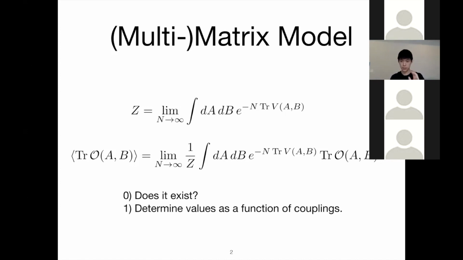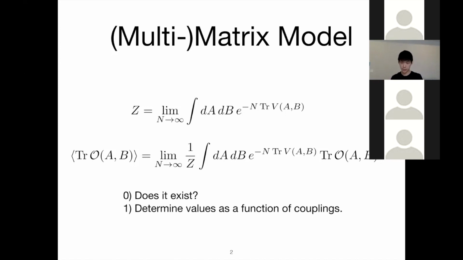So the zeroth order question that we can ask is whether or not these expressions exist. And of course, the first order question that we want to answer is to determine the actual values of these numbers as a function of couplings, when the couplings exist, when the models exist. And let me emphasize that even the zeroth order task is very difficult in general.